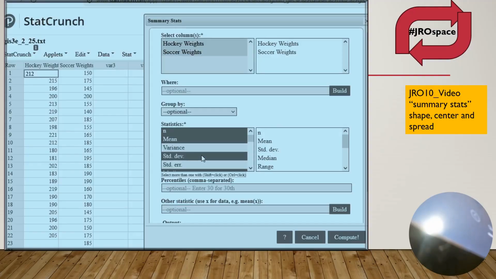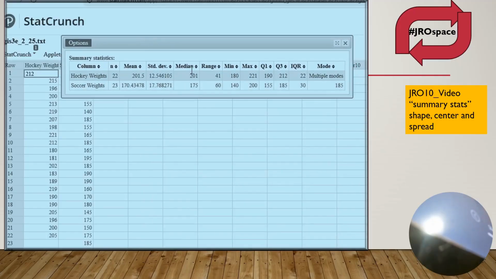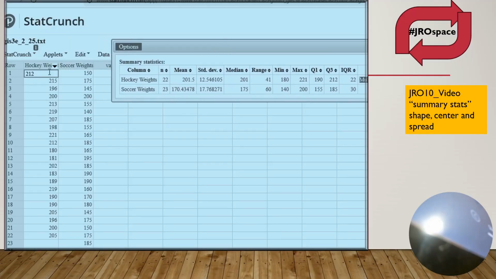We don't really need any of this other stuff, but we might as well throw the mode in. These other ones, they have meaning, but not right now. So let's compute what we have right there, and then there you see the summary stats. I think that's interesting. In the hockey, it identifies multiple modes, so it's not bimodal, it's multiple modes, so there must be more than one occurring. That's in the hockey way.